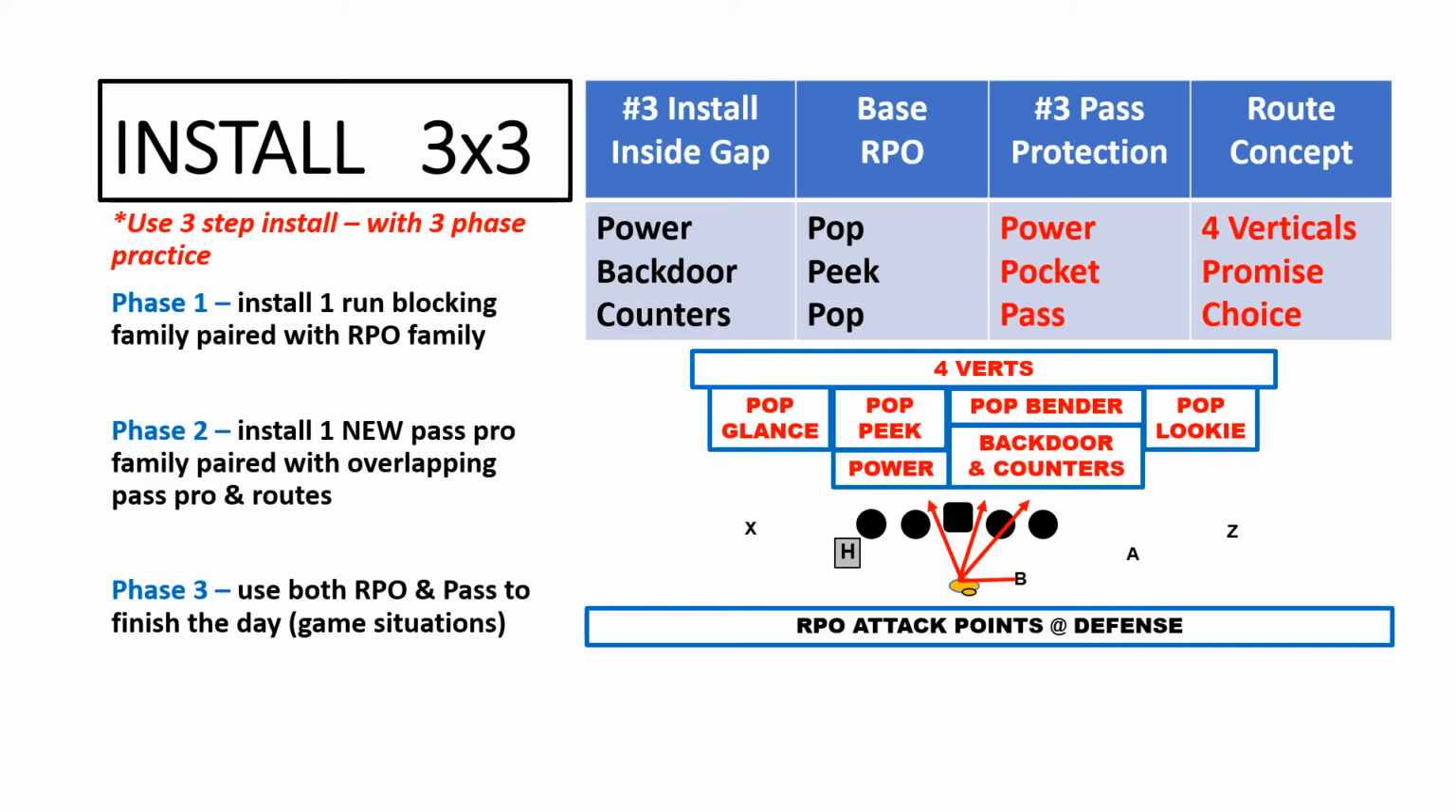As always, we like to use that 3x3 install. You can see here you would be using your first phase of practice for the RPO, whether it's power, the backdoor, or the counters. And then in the second phase, we would be adding these play action passes off of the inside gap RPOs. And then in phase three of the practice, you would run a mix of the RPO and the play action passes in game situations.